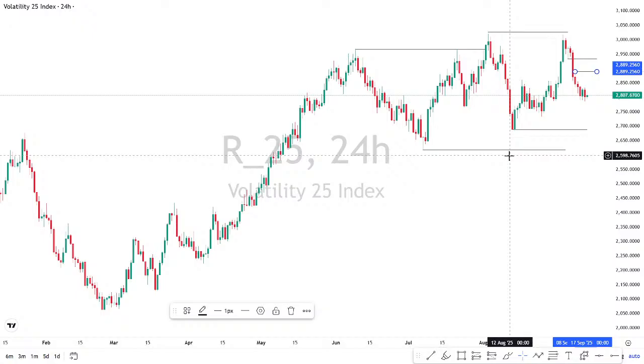Okay, so on this 24 hours time frame, just like I was saying, I am seeing a fair value gap already. I am taking note of that fair value gap.